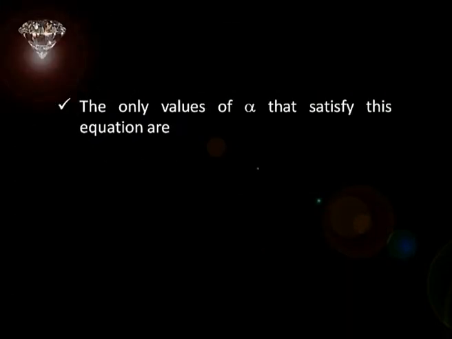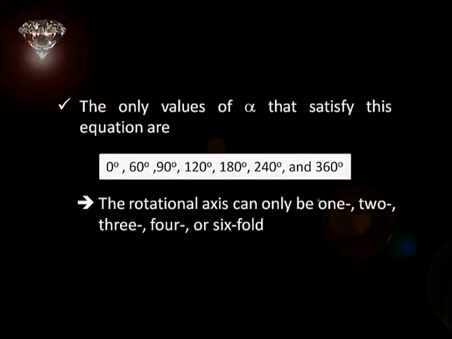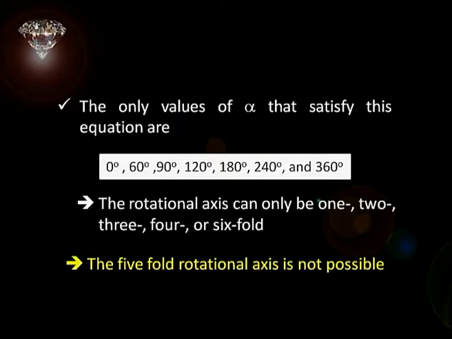Now, the only values of alpha that satisfy this equation are 0 degrees, 60 degrees, 90 degrees, 120, 180, 240 and 360 degrees. That means we do not have a possible rotation of 72 degrees, which corresponds to a C5 axis. That is, a rotational axis can only be 1, 2, 3, 4 or 6-fold. A 5-fold rotational axis is not possible. That is what we infer from our symmetry.